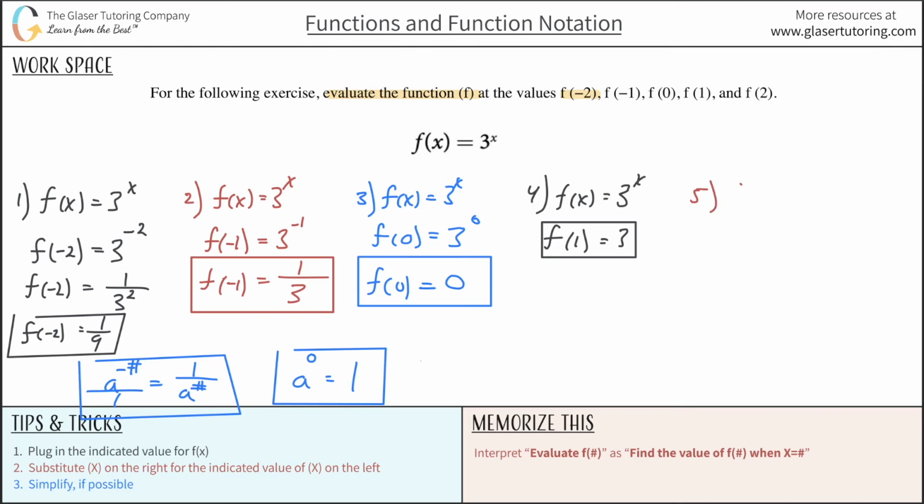And then last but not least, number 5. So this is 3 raised to the x. So this is f of 2 is equal to 3 raised to the 2. And so here we simply have a value of 9, just square the 3.